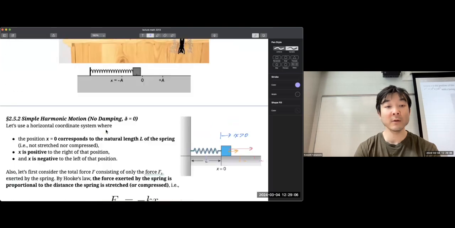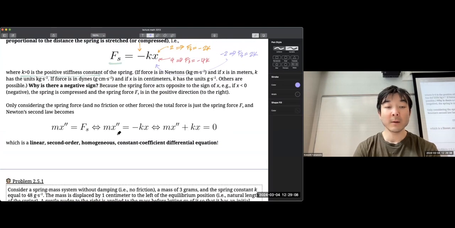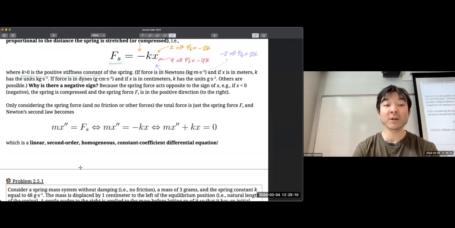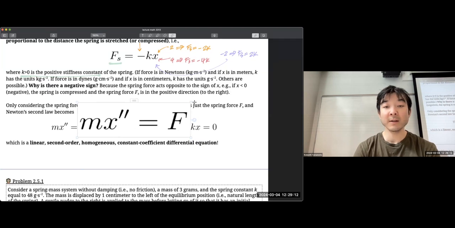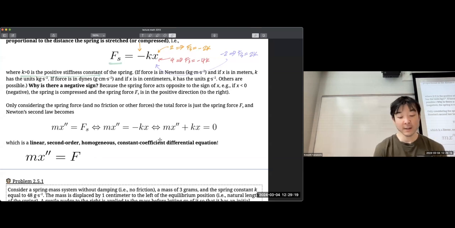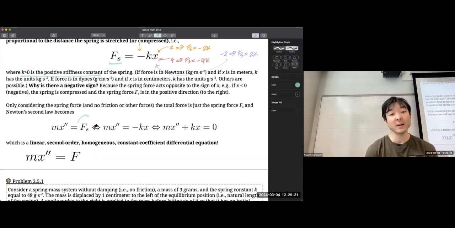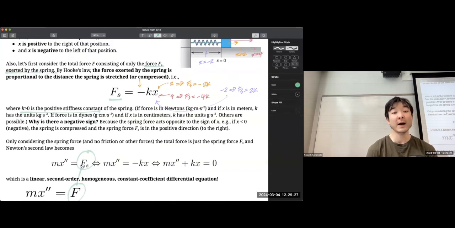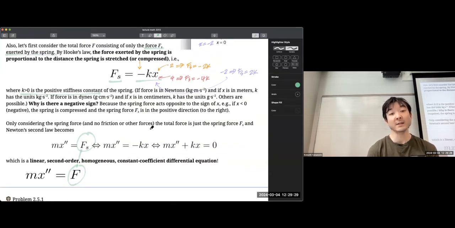That's our Newton's second law. There's a bunch of other forces that we'll introduce, but this is what we start with. We have mx double prime equals F. But if we only have spring force, then the only thing we have is just this F of S. That's the only thing we're going to have. But F of S equals this.